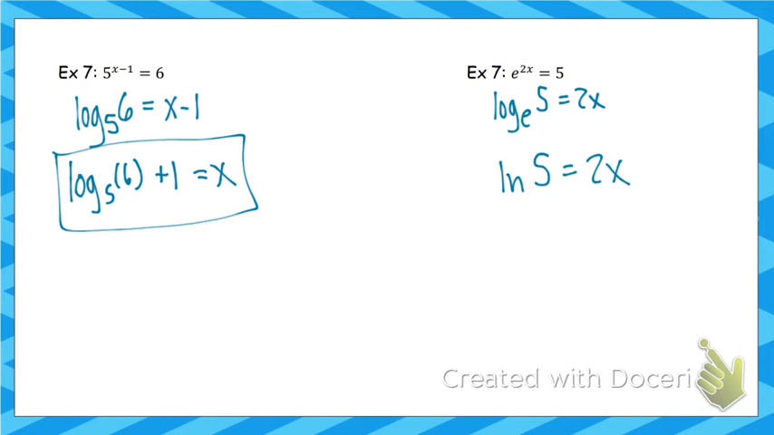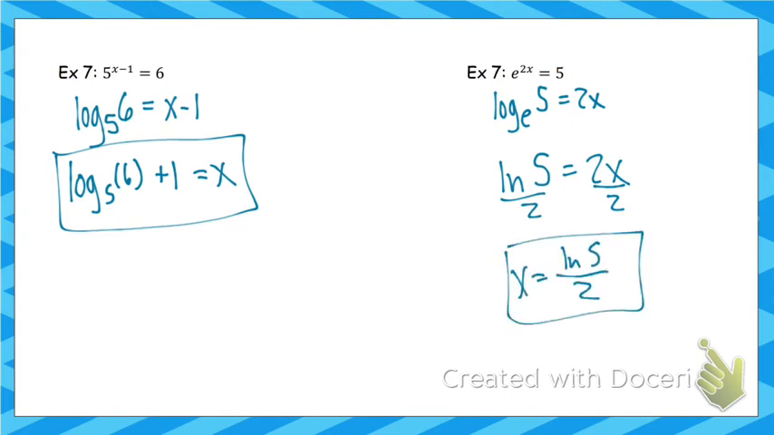Then your last step to get x by itself is to divide by 2. And remember, we're not just dividing the 5 by 2. You're dividing the entire natural log of 5 by 2. So your exact best answer is the natural log of 5 divided by 2.